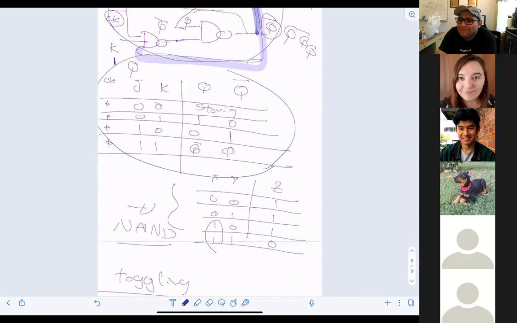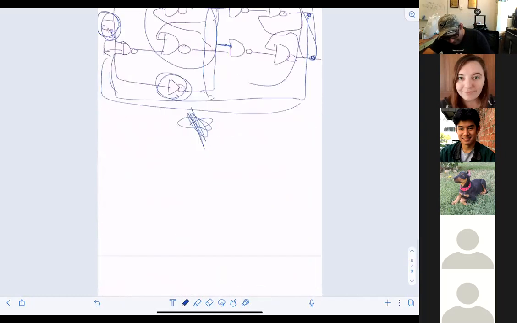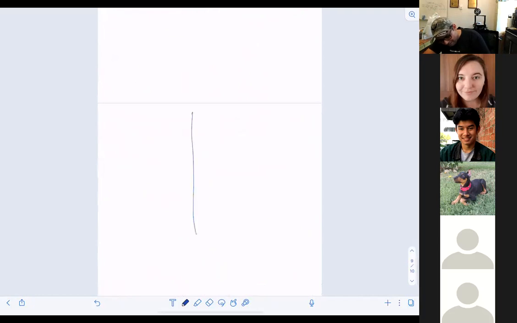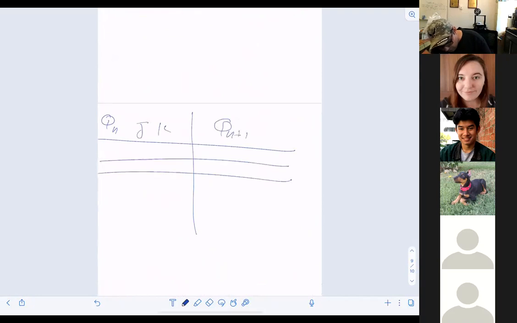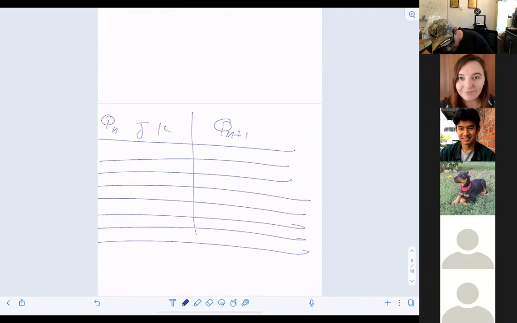The characteristic table is really straightforward, right? Because I have fixed it, it still toggles, so your output is still Q naught instead of Q. Exactly. So you're going to have J, K, Q, and here Qn plus 1. With 8 rows, I have 0, 0, 0, 1, 1, 0, 1, 1, 0, 0, 0, 1, 1, 0, 1, 1, and here for Qn plus 1, I'm going to fill in 4 rows, twice.